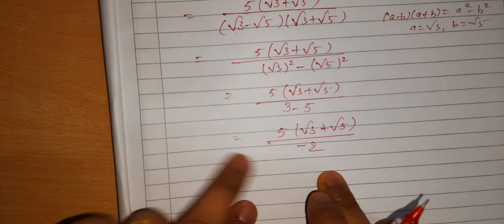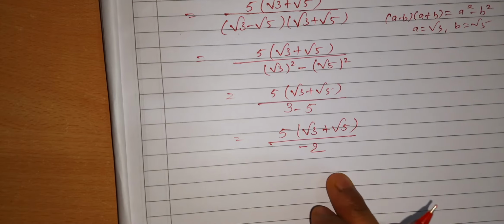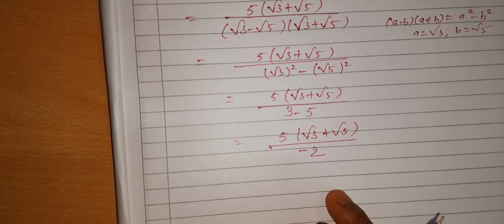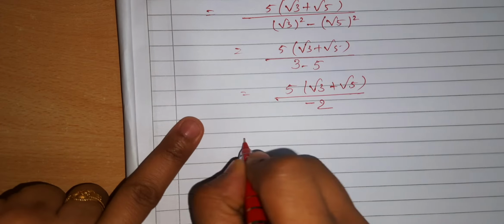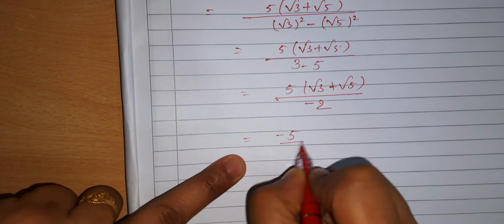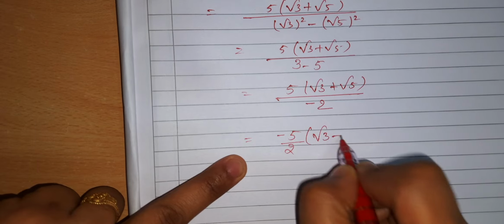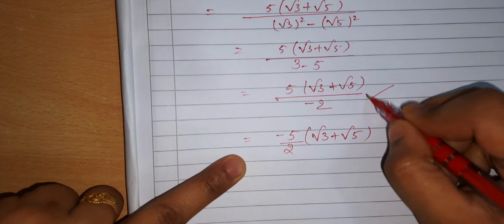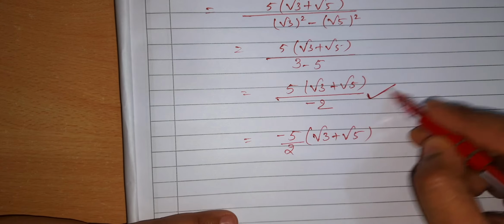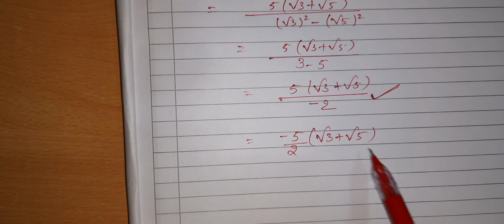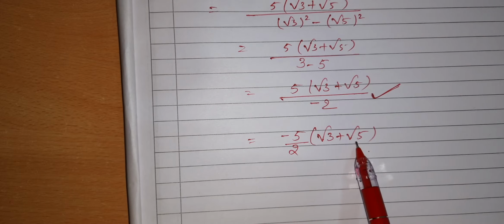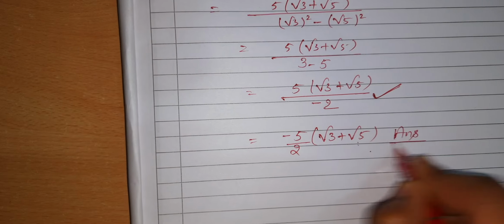So this is the answer. But we always write our answer in the simplest form, the standard form. Generally we don't write the negative sign in the denominator, so we'll write it up here: minus 5 times root 3 plus root 5, by 2. This is also correct, but the standard form means we should write our answer in the simplest form. So this is the standard form to write this number. So this is the answer.